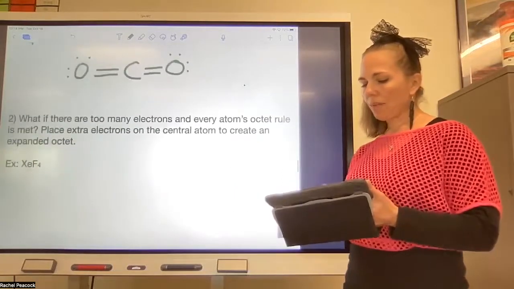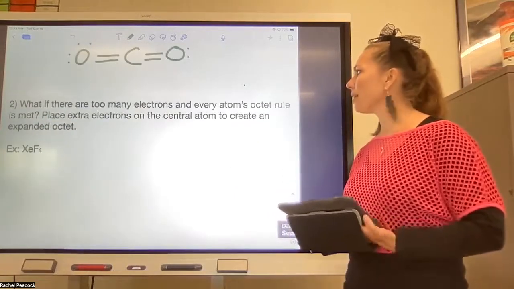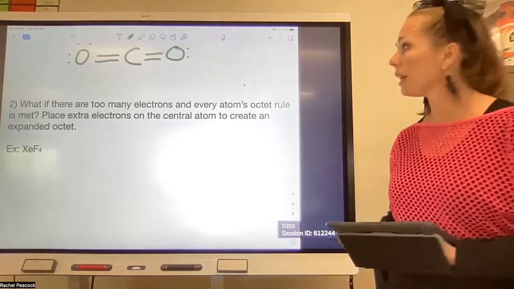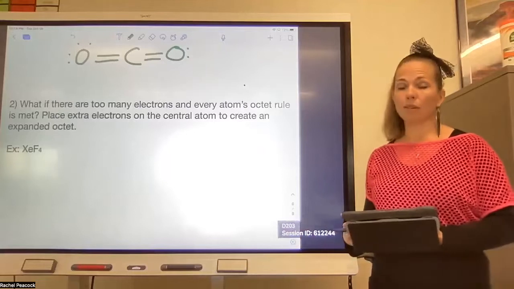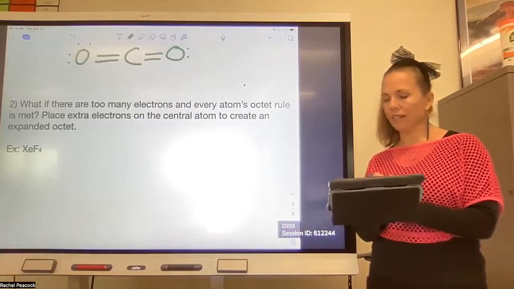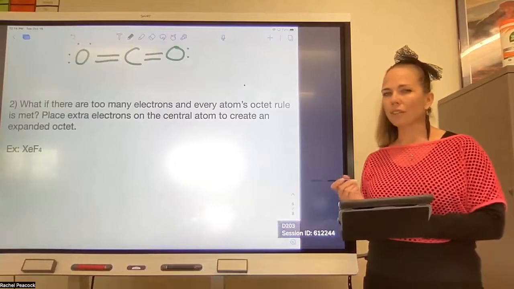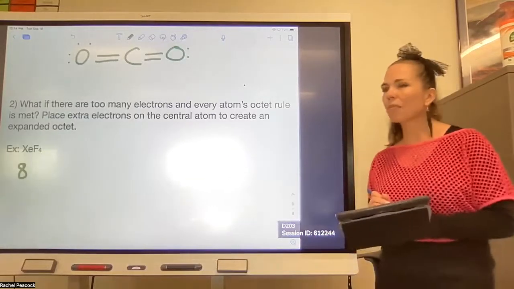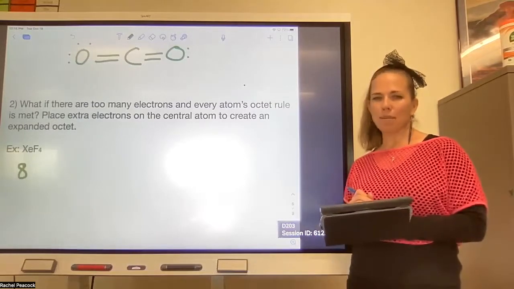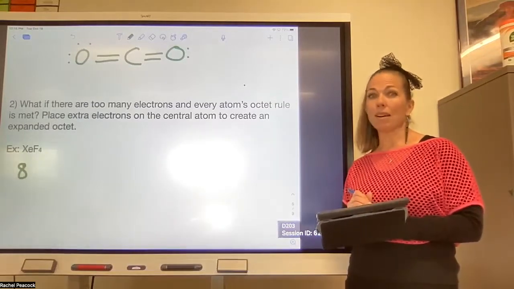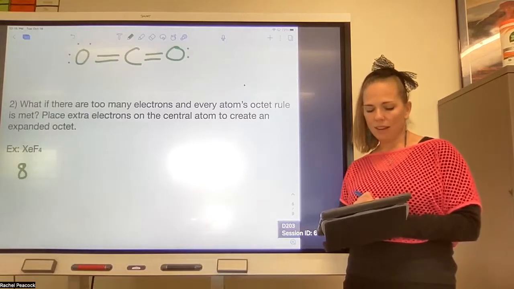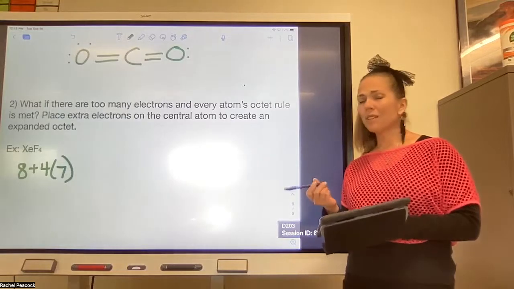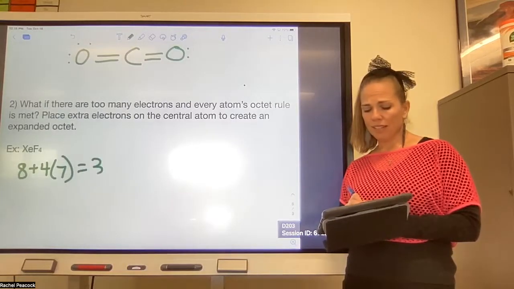Okay. All right. What if there are too many electrons and every atom's octet rule is met? Well, then you're going to have to place the extra electrons on the central atom to create what's called an expanded octet. Noble gases actually do this. Like xenon is a noble gas that is willing to bond. It just has to do it in a different way because it doesn't really need the pairs, but it'll expand its octet. Okay. And then fluorine, as you know, has 7. So that's 28 plus 8, that's 36.